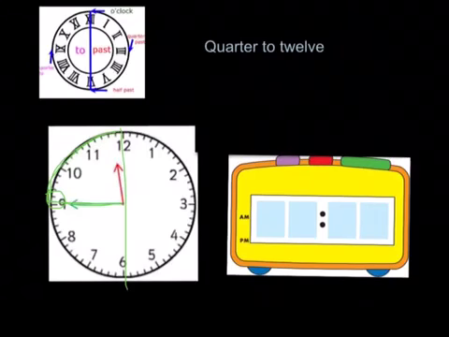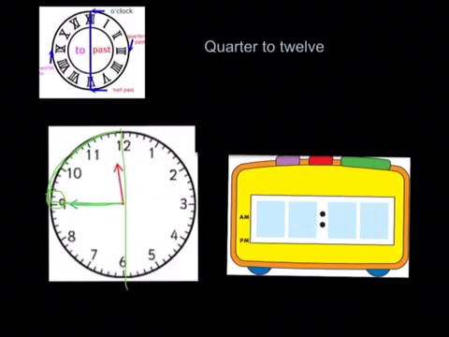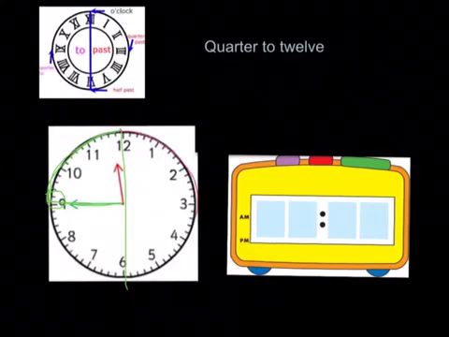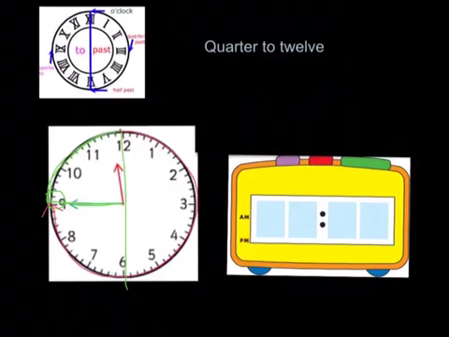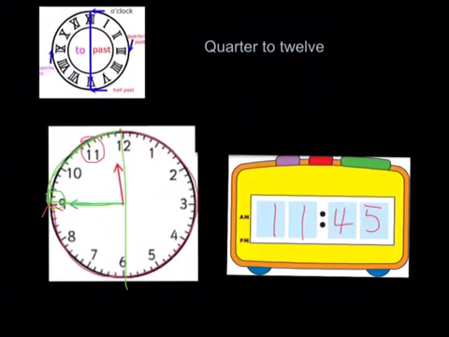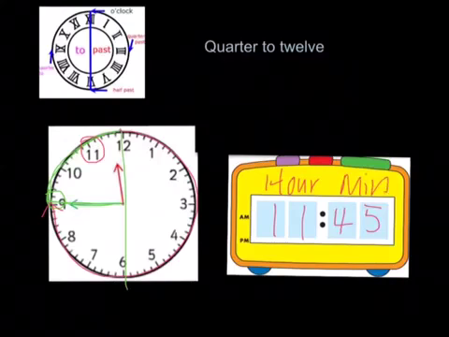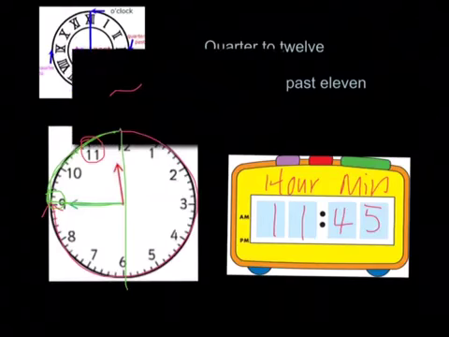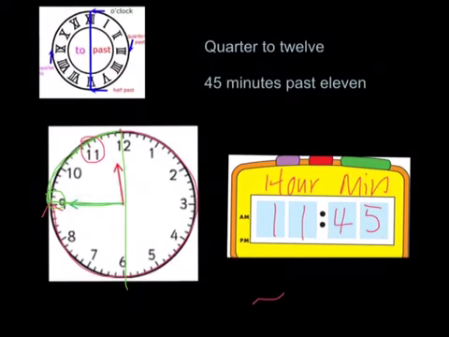Let's talk about the digital clock now. When we get to the 9, the minute hand has actually travelled 45 minutes around the clock. So it's 45 minutes past something. Okay, and then it's 45 minutes past 11, so 11 goes here. Remember, this is where the hour hand is, and this is where the minute hand is. So this will also be seen as 45 minutes past 11.